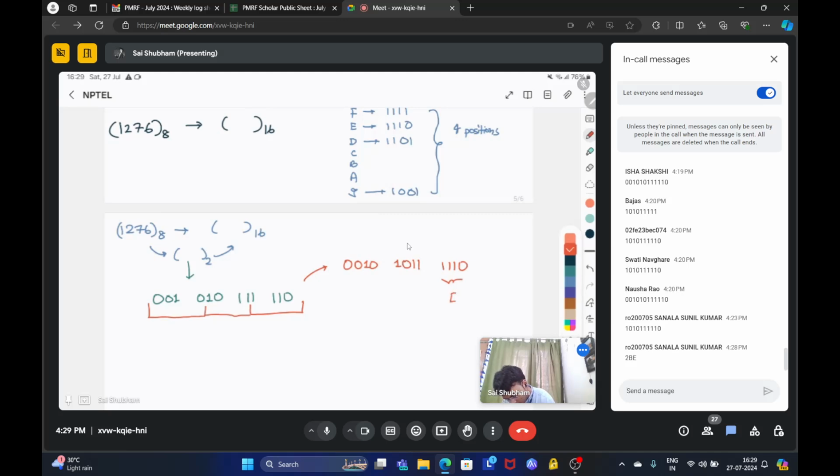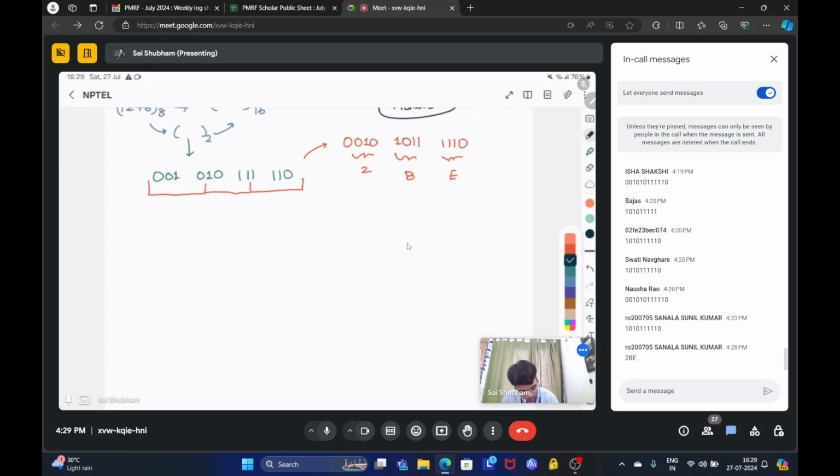So this is E, this is B, and this is 2. So your answer will be 2BE. Okay, so this is the shortcut. So this is your method 3 of conversion, and this is the most convenient method. So I hope you can convert other numbers as well.